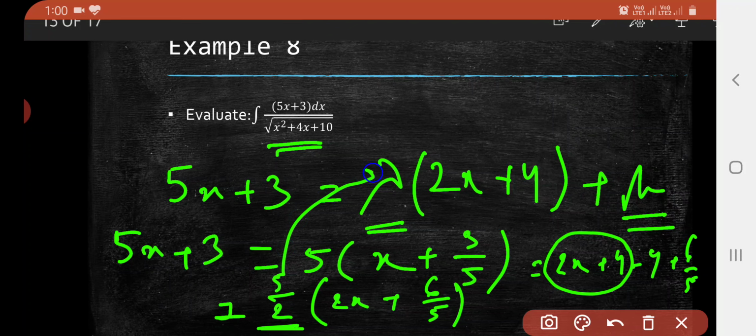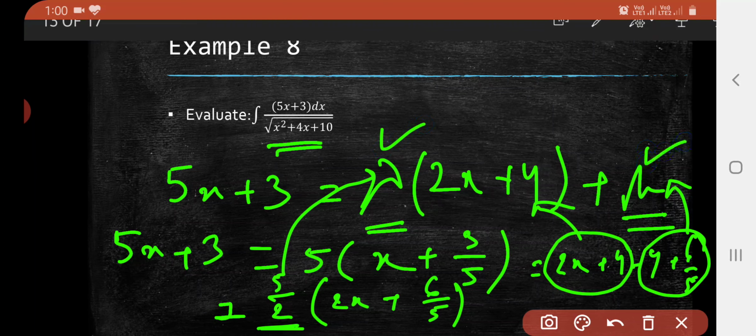So this 5 by 2 becomes your lambda. This 2x plus 4 comes here. And this part, multiplied with 5 by 2 of course, becomes your mu. So this is called the trial and error method of finding the values of lambda and mu. Or you can solve it by putting in the equation and then find the values of lambda and mu, in whichever form you do it. But always remember, if you can do it using trial and error method, that becomes much easier because you don't have to do an extra step of solving any equation.